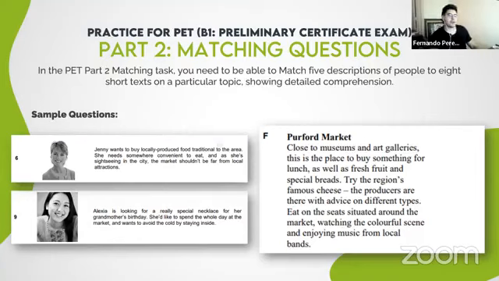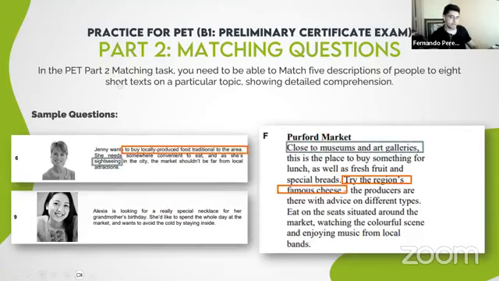That is actually correct, because of two reasons. Number one, close to museums and art galleries. So she will be traveling around the city. She will be sightseeing. Therefore, this is a perfect match for Jenny. The other reason is that she wants to buy locally produced food, right? And here we're talking about the region's famous cheese. So this is a locally produced food.